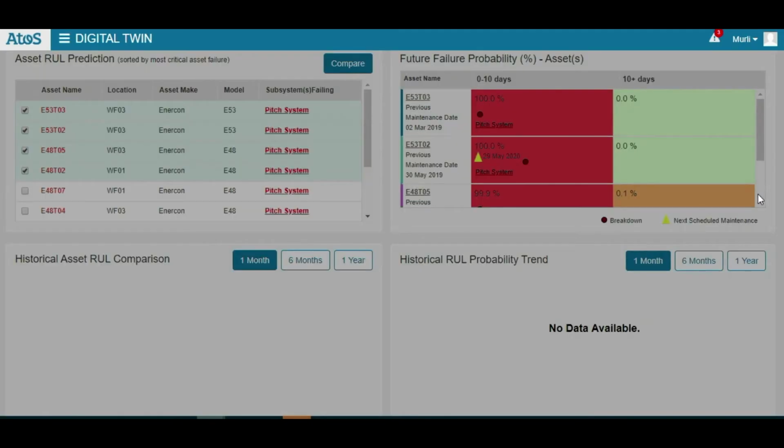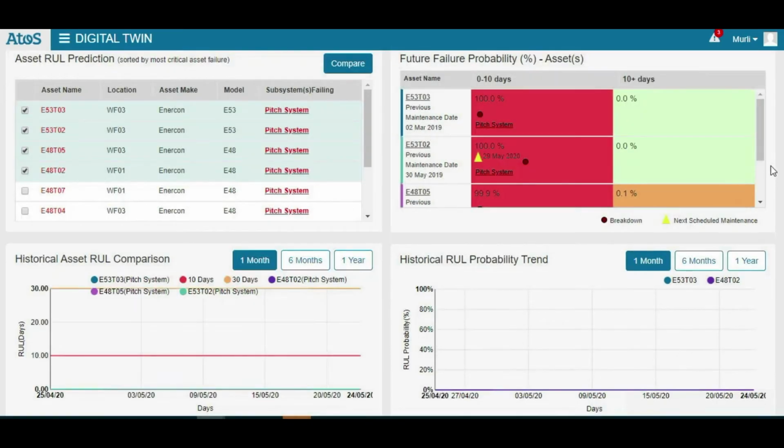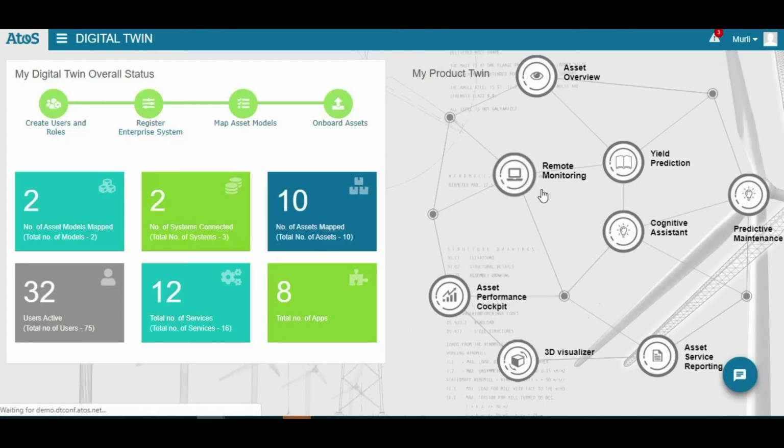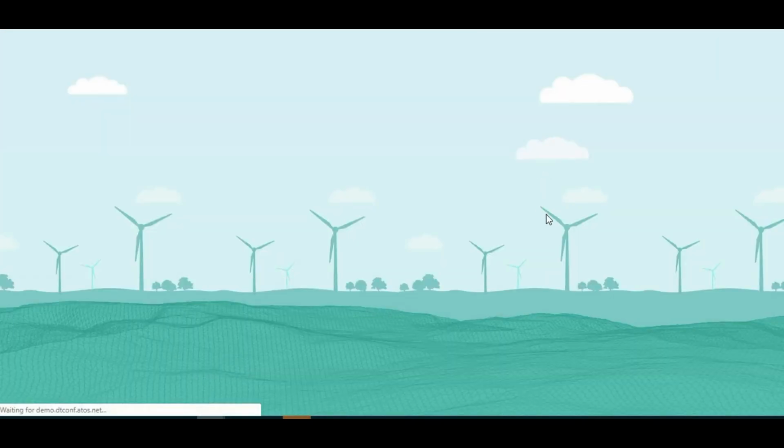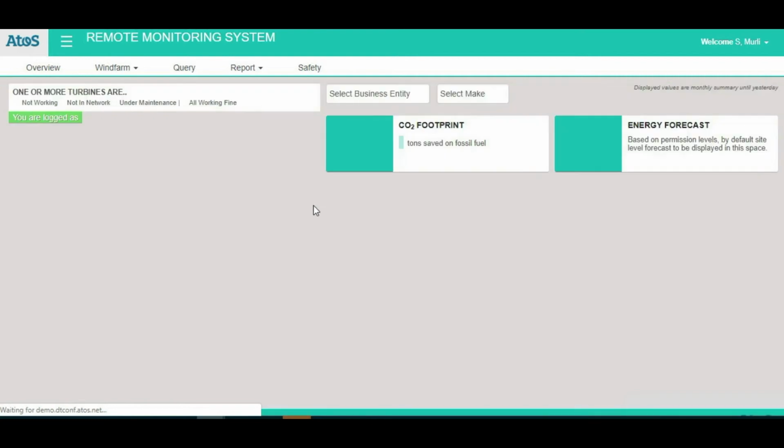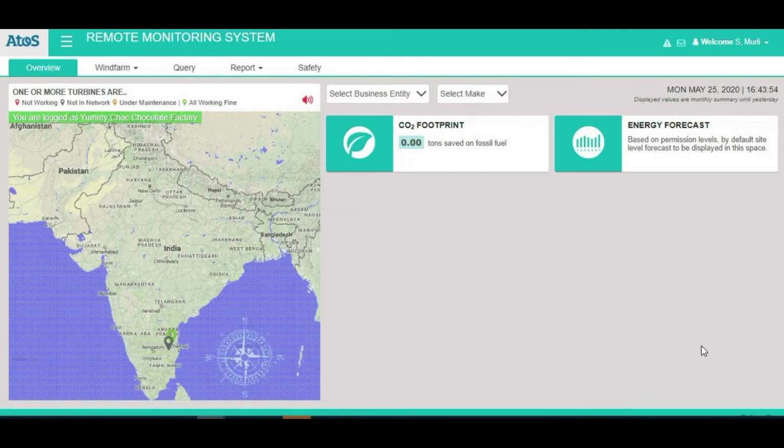The remaining useful life of critical wind turbine systems can be forecasted using the Predictive Maintenance app. Root cause analysis of failures can also be performed to further improve the design and manufacturing processes. A farm manager monitors the health of assets across farms remotely.